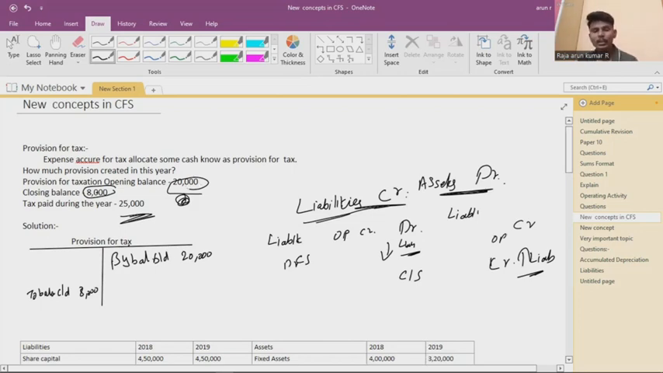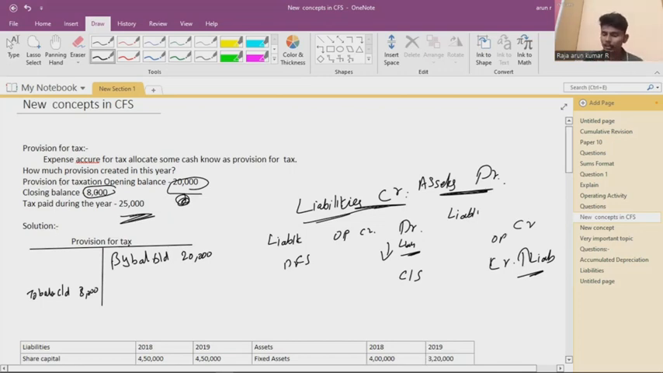The closing balance is 8,000. Sorry, I forgot the closing balance. We pay the 25,000 to the government. The opening balance will be reduced to 0. Do I add to the opening balance or less from the opening balance? Absolutely, I less from the opening balance.